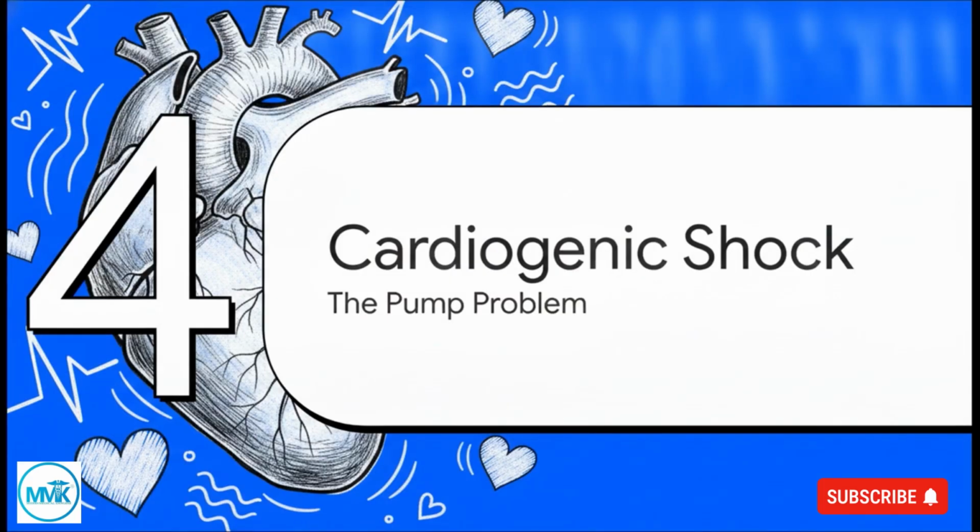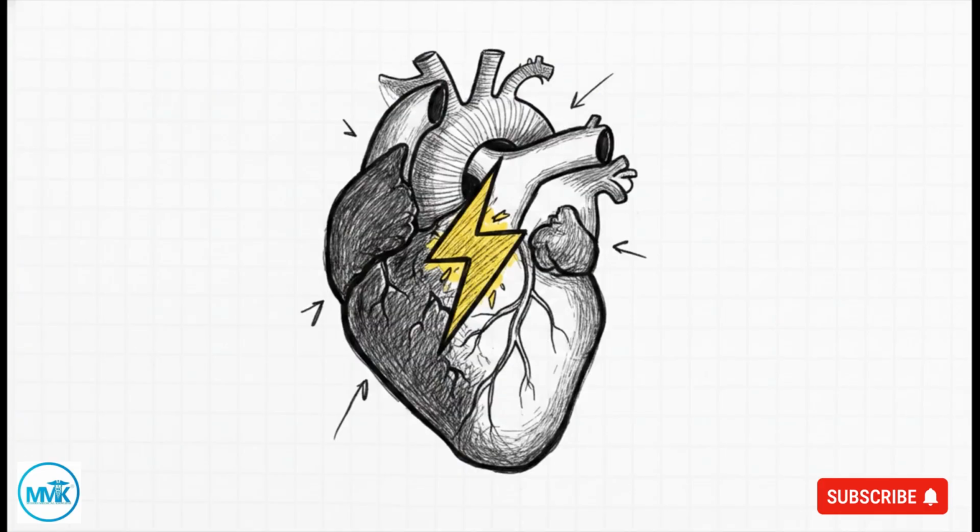Section 4. Cardiogenic, the pump problem. Just as the name gives away, this particular issue originates with the heart muscle itself. In this scenario, the tank is full, the pipes are fine, but the heart muscle has failed and it just cannot pump blood forward effectively. And by far the most common culprit for this broken pump? A massive myocardial infarction, a major heart attack that seriously damages the heart's pumping ability.